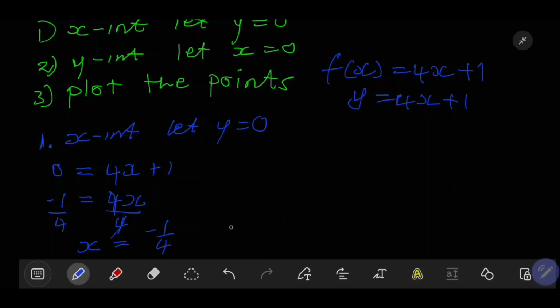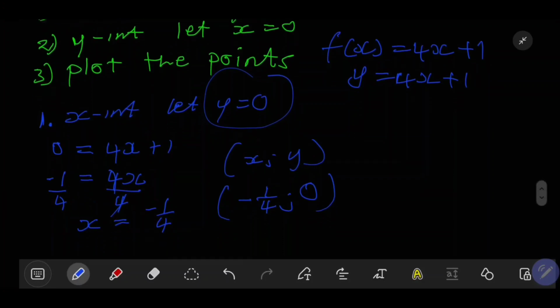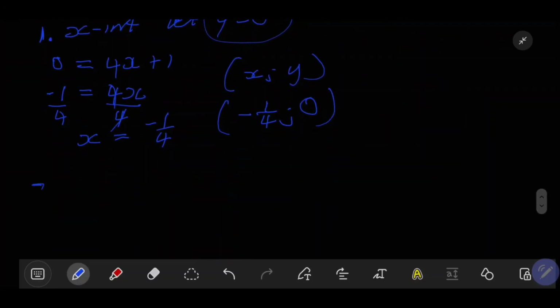So we write it in coordinate form. We know that in coordinate form it has to be x, y. Our x value is negative 1 over 4, and our y value is 0. Now we move to the y-intercept.